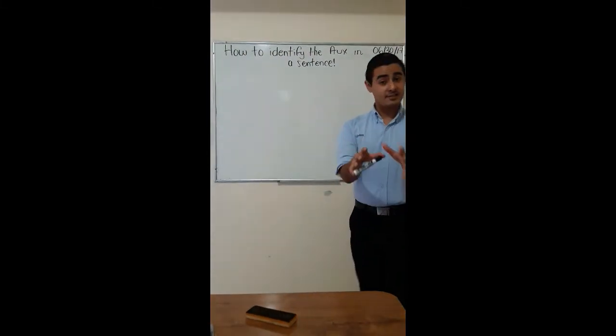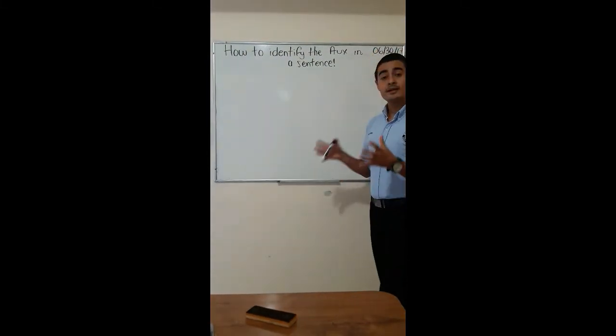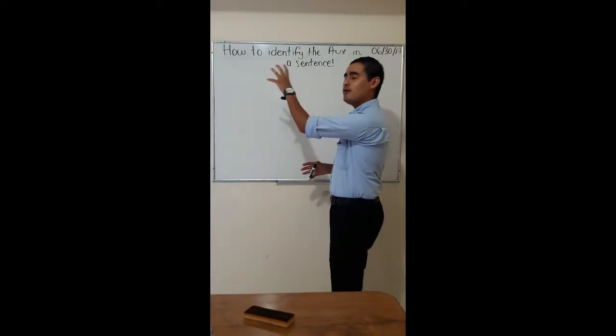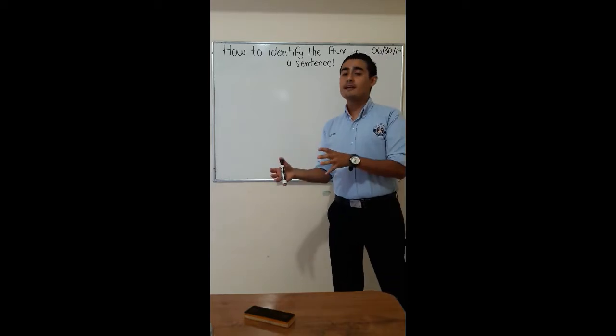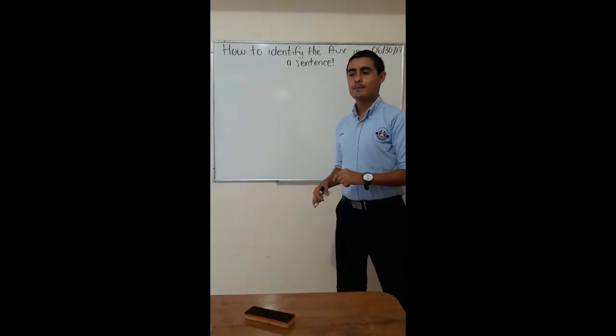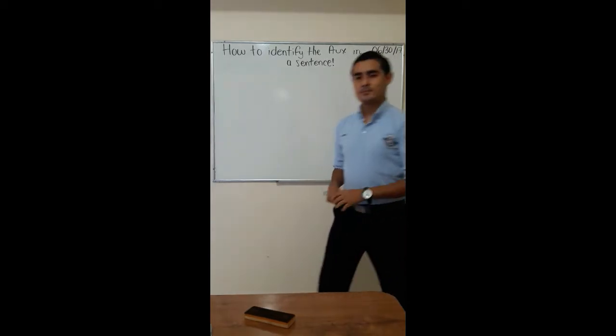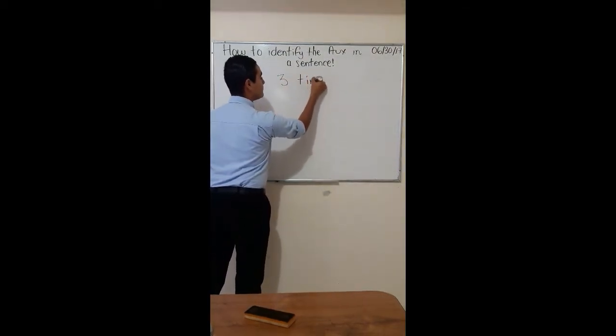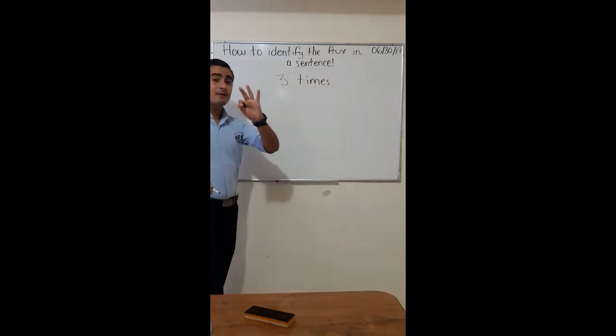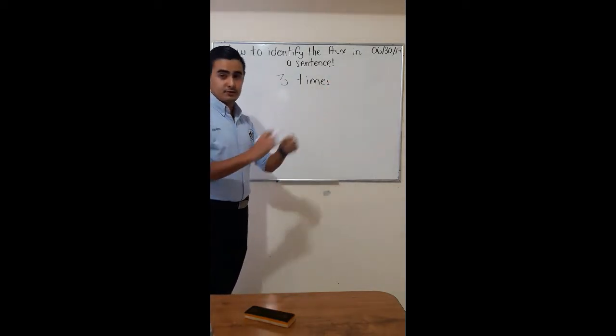Hi guys, for today, what we're going to do is observe the class, how to identify the auxiliary in a sentence, okay? Cómo identificar el auxiliar en una oración. Now for this, we have 3 steps. We have to observe the 3 times in these sentences, okay?